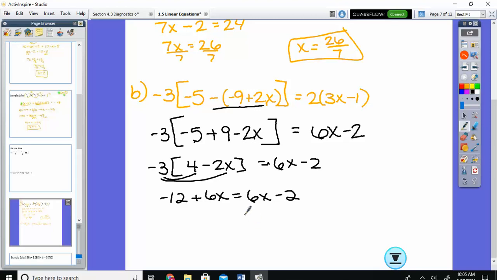What happens now? The 6x's can cancel. If I subtract my 6x, that drops. And I have negative 12 equals negative 2. What does that mean? No solution. No solution. Good.